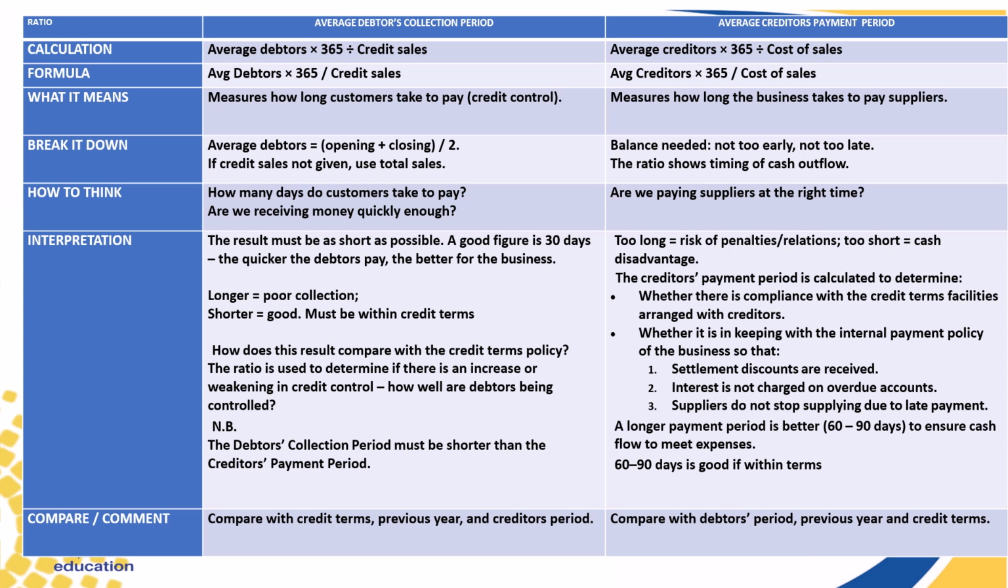But the ideal is that your debtors collection period must be shorter than your average creditors payment. So you want your debtors to pay you first, and then you want to use that money to pay your creditors. Then you will not have a cash flow problem because you don't have to use your other cash, or your own cash, to pay your creditors. You can first receive money from your debtors and then you can pay your creditors.